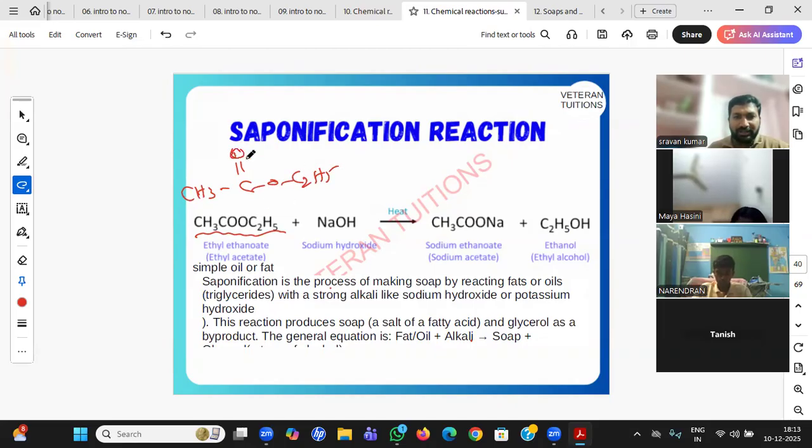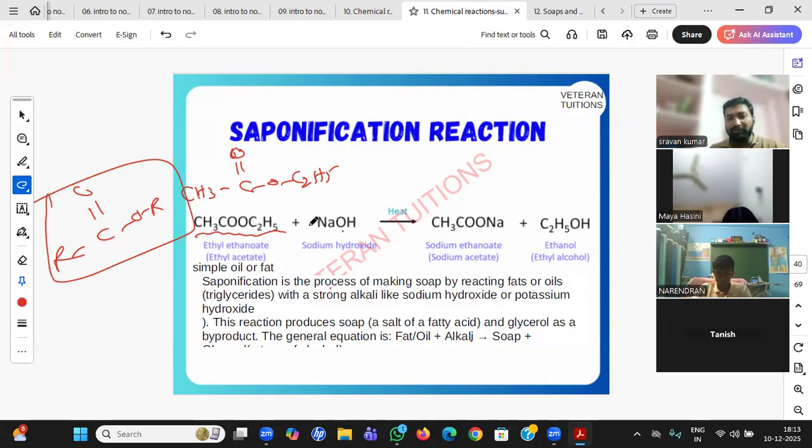You see, it is nothing but C double bond O, O, R and R. It is in this form. So it's an ester. Ester mixed with base. What are we getting, student?